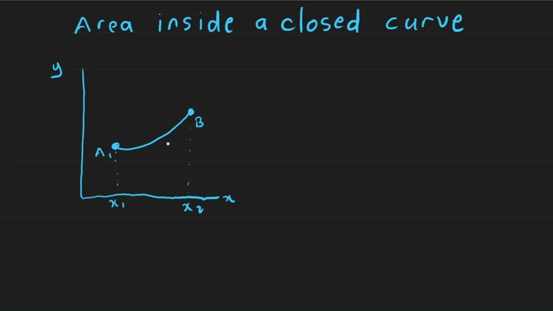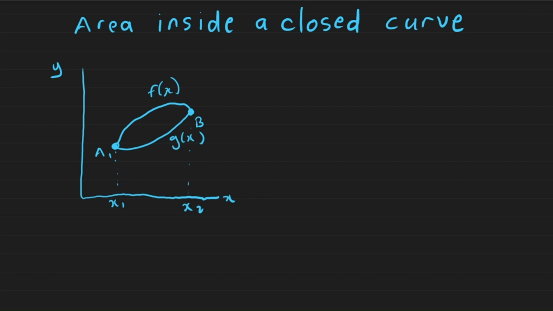Maybe this curve could be g of x, and B is linked to A also via another curve, maybe f of x. So we could think of maybe a particle that's traveling from A to B and then going back to A via the other curve. So two paths between 2 points. So our task is to find the area inside this closed curve.